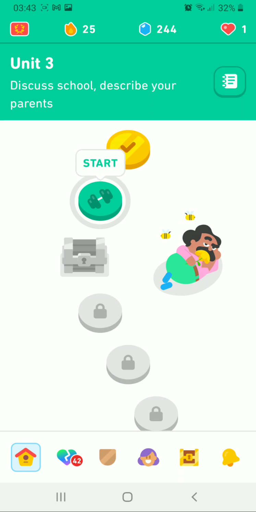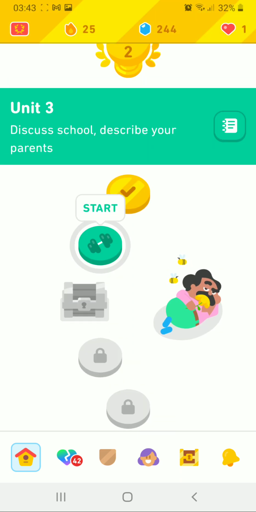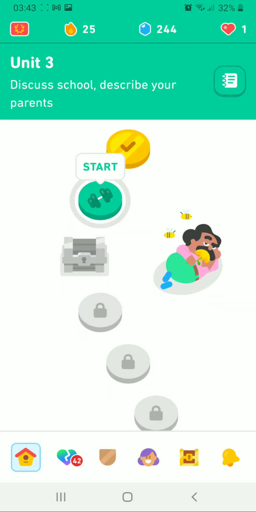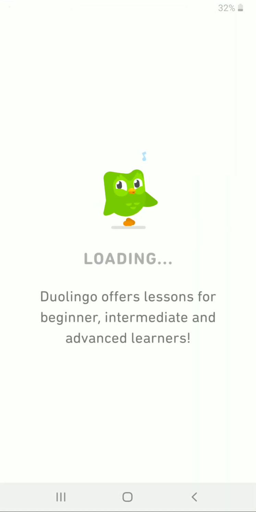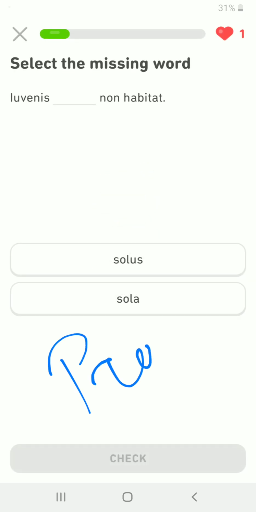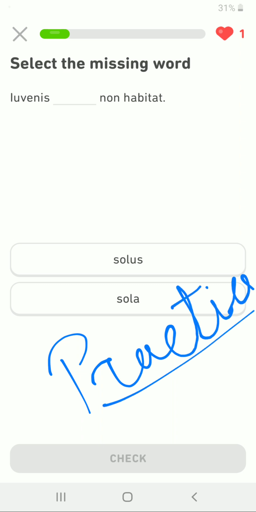Guys, I'm really excited because I'm starting to feel more confident about all these grammar rules, and that's just great. I feel really nice about this. So here is a personalized practice, probably what I really need. Nothing new here. It's going to be just practice basically. So I'm gonna practice.